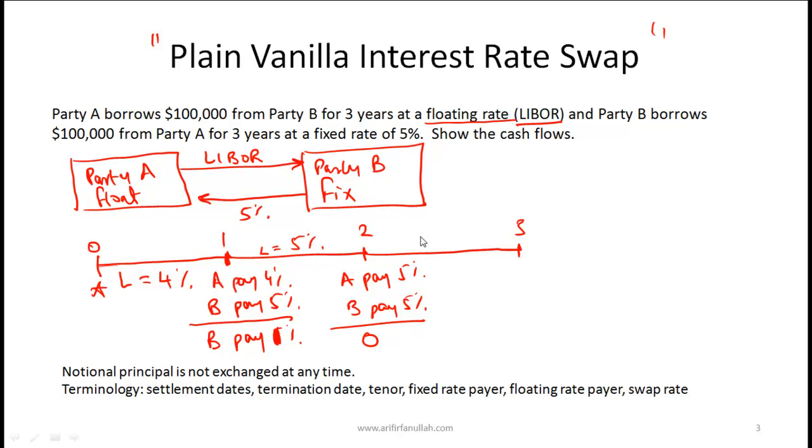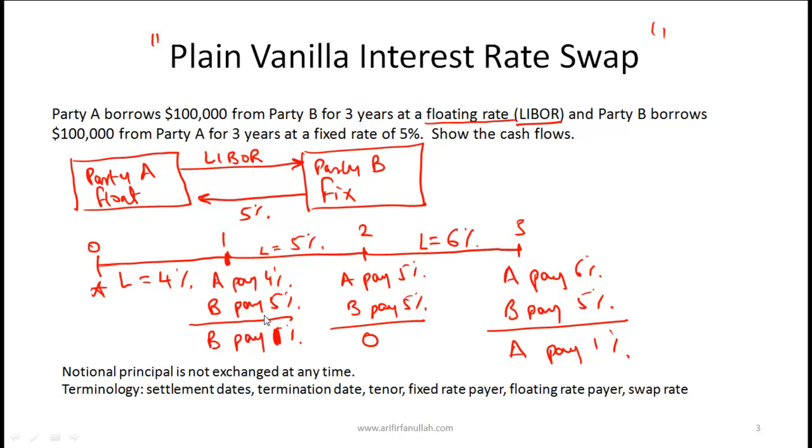And then in year 3, let's say that LIBOR at the beginning of year 3 is equal to 6%. Then what's the payment that needs to happen at the end of year 3? A, the floating rate payer, will now pay 6%, and B, the fixed rate payer, as always, will pay 5%. So the net effect is that A will have to pay 1% of our notional principal.